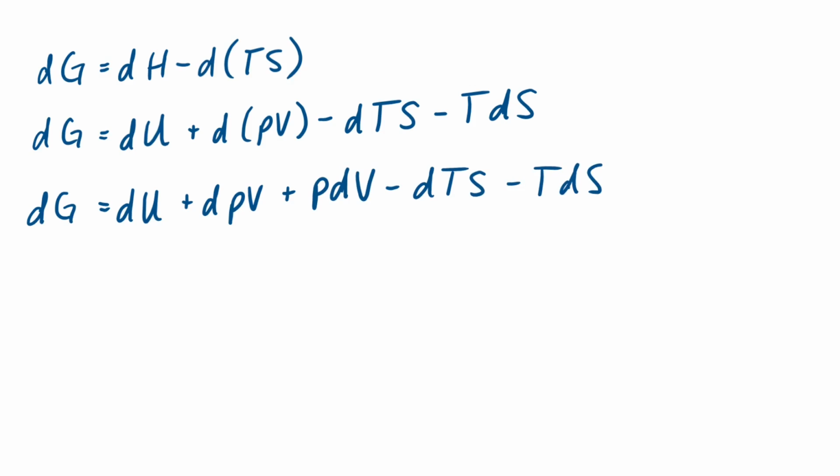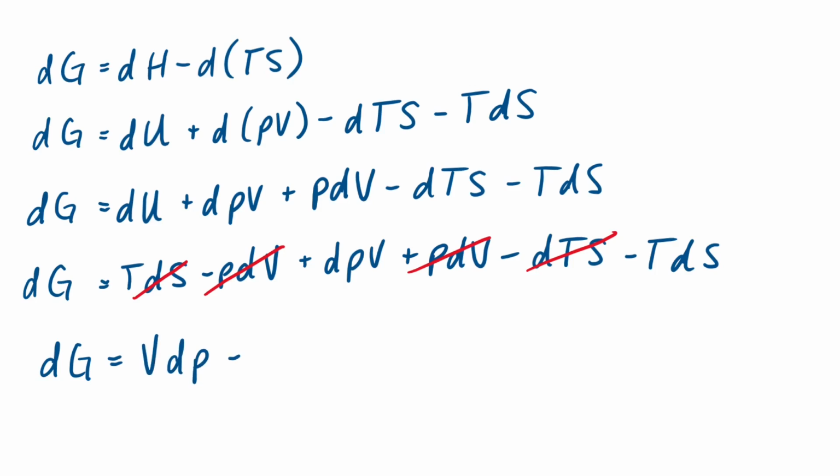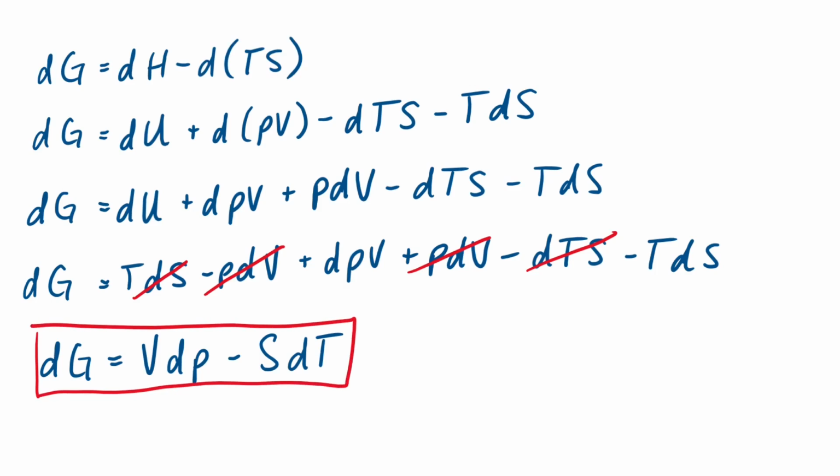For a closed system doing no non-expansion work, we can also replace the change in internal energy with the temperature times the change in entropy minus the pressure times the change in volume. And if we simplify the terms, we end up with the change in Gibbs energy is equal to the volume times the change in pressure minus the entropy times the change in temperature, which is also called the fundamental equation of chemical thermodynamics.